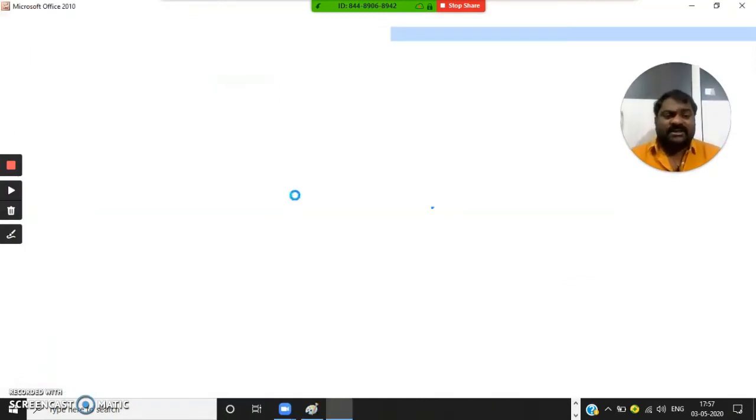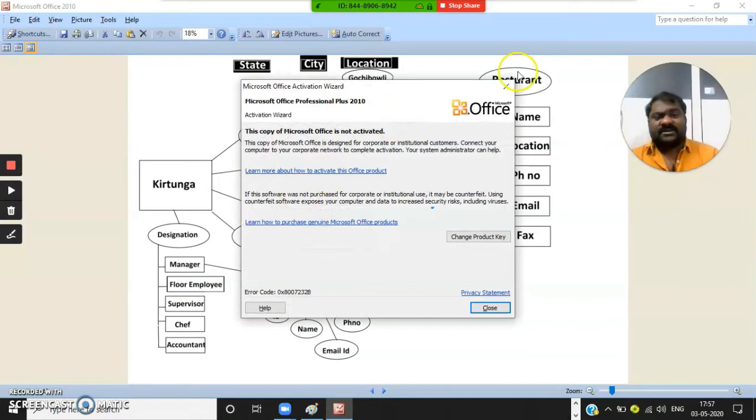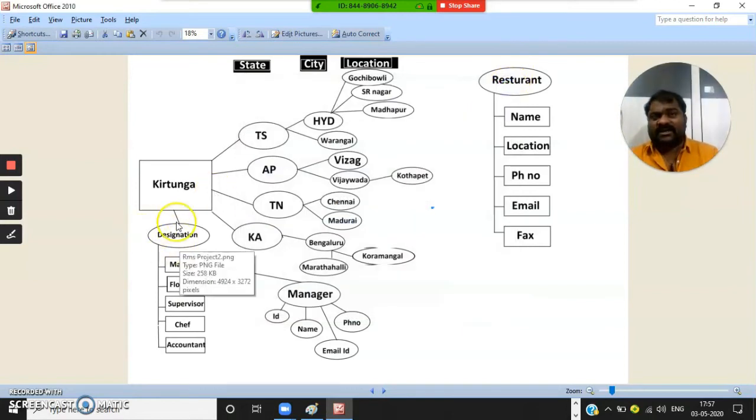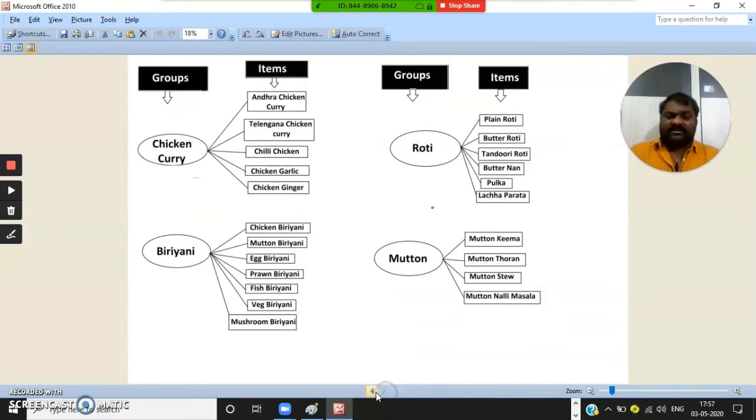This is a single restaurant in multiple places. The owner of the restaurant wants to monitor the total restaurant from a single place. Let us assume it is one restaurant called Kritinga restaurant. This restaurant is in multiple states: Telangana, AP, Tamil Nadu, Karnataka, etc. And in Telangana, different cities, different locations. Is it clear? This entire information belongs to the project. Is it clear? Something like this.